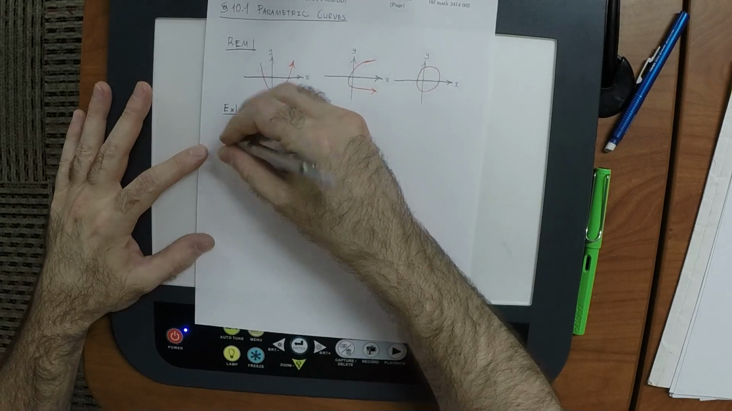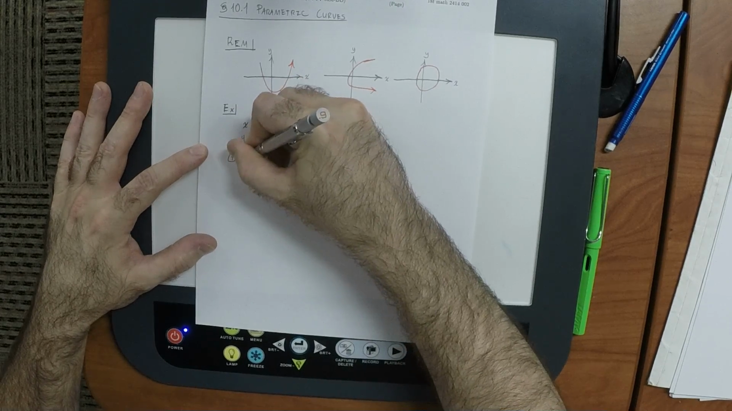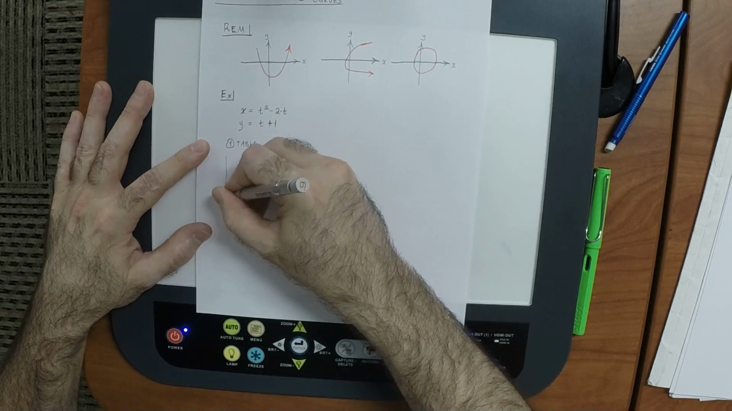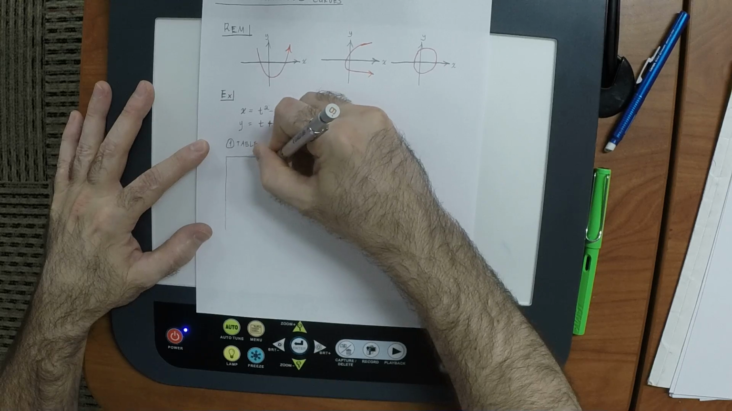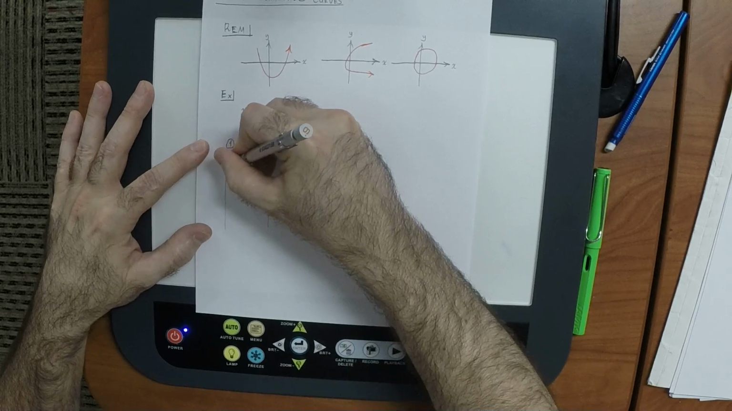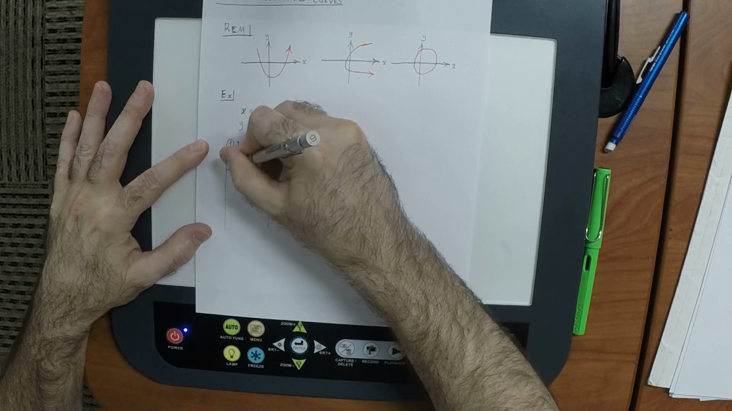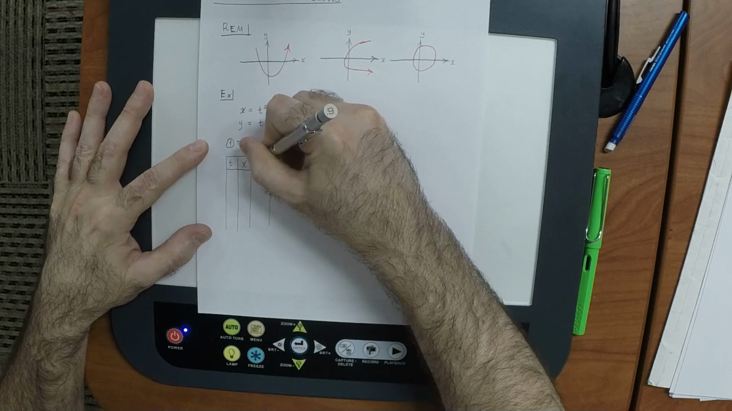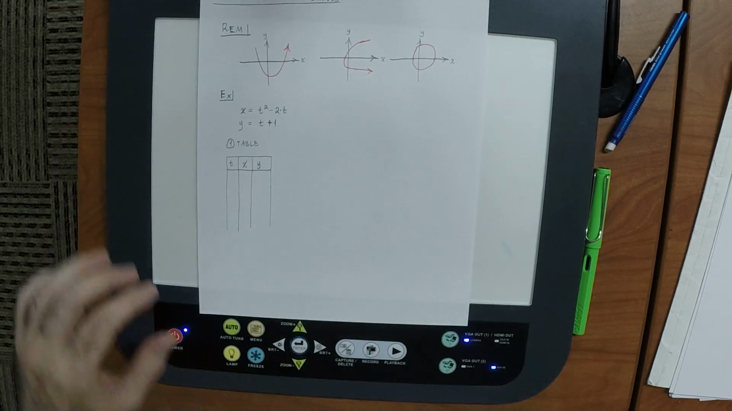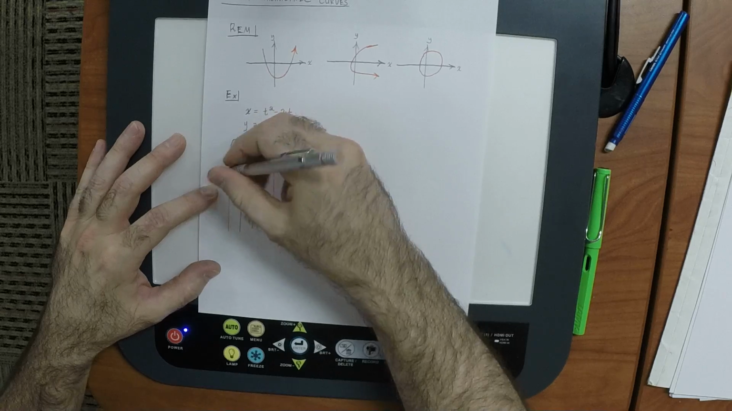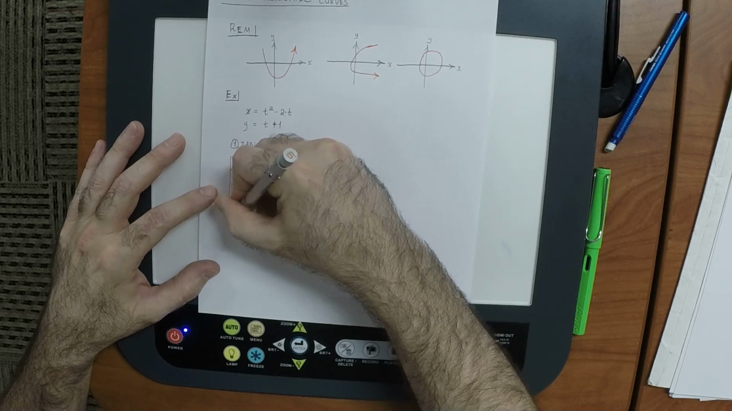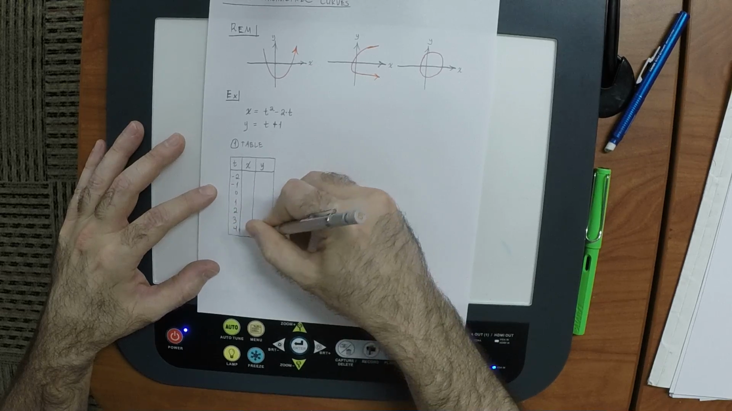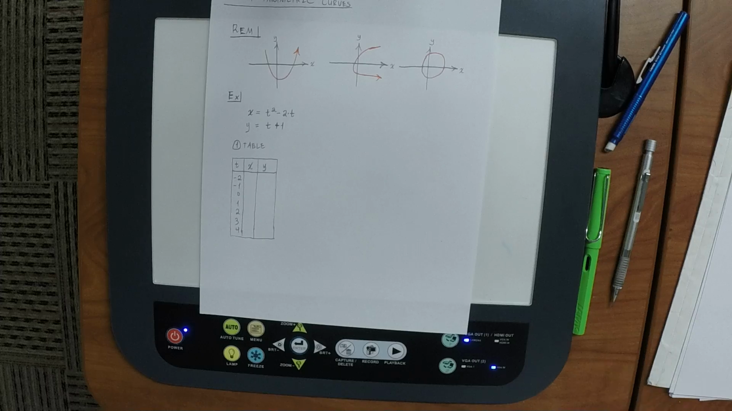So what I'm going to do is make a table of values for t, x, and y. We're going to evaluate at several values of t: -2, -1, 0, 1, 2, 3, and 4. We're going to plug all these in and then plot them.